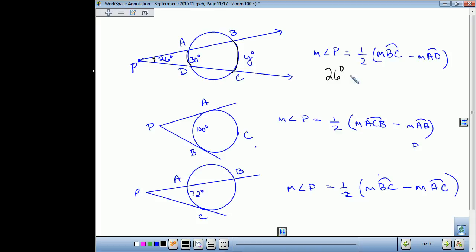So we get 26 degrees, divided by 2, or we can multiply by a half. The big arc, we don't know. The small arc is 30. So when we're solving for y, instead of distributing the 1/2, what's a smarter move? Multiply by 2. Very good. So now we have 52 equals y minus 30. And then add 30: 82 degrees. That's it. That's for two secants.